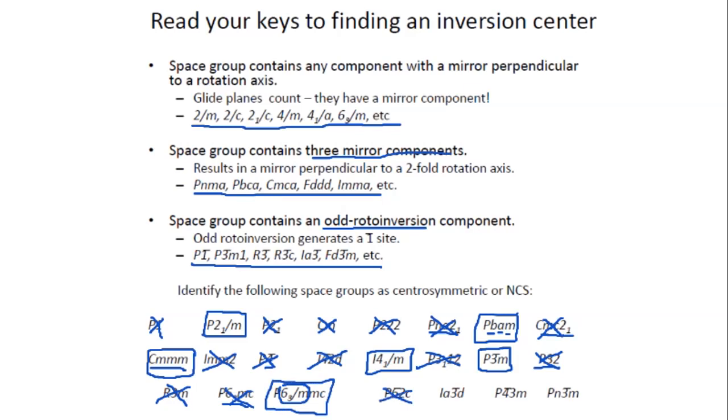IA3 bar D, here we have an odd roto inversion, so it's going to be centrosymmetric. P4 bar 3M, we don't have an odd roto inversion. We have an even, but evens don't generate inversion centers. We don't have 3 perpendicular mirror planes, and we don't have a mirror plane perpendicular to a rotational axis. So this is non-centrosymmetric. And then lastly, we have PN3 bar M, and again we have this roto inversion. It would be centrosymmetric. And so that's how you go through and identify what's centrosymmetric and what is non-centrosymmetric.